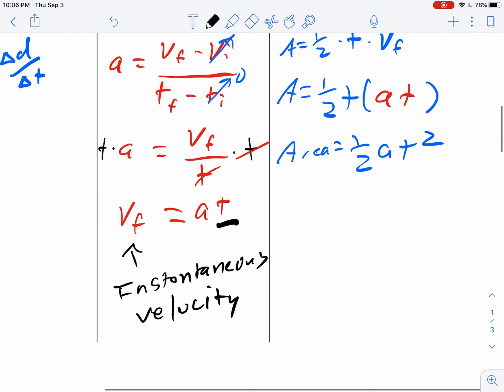Now I'm going to look at the units in the expression, because that's going to give me the hint as to what I'm really computing when I compute the area. The units of acceleration are meters per second squared.